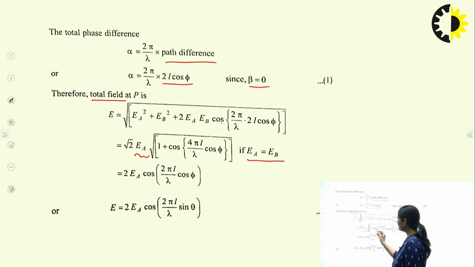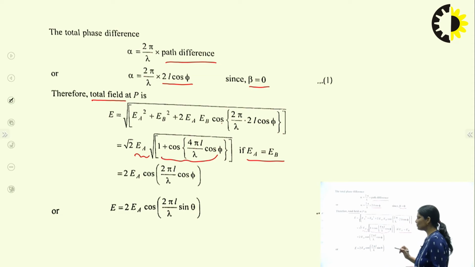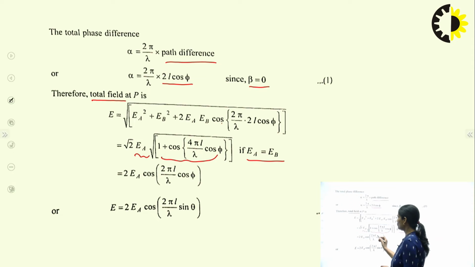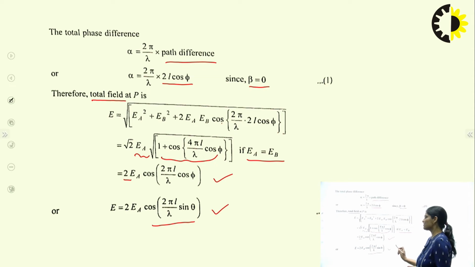Now again, 1 plus cos theta is equal to what? 2 cos square theta. So you can put here 2 cos square theta and take common under root 2 again. You will get here 2 EA times under root cos square theta, which means you will get cos theta. So cos theta is equal to cos (2 pi L upon lambda cos phi). You can write it in this form, in terms of sin theta: E is equal to 2A cos (2 pi L upon lambda sin theta). So this is in terms of cos and this is in terms of sin.